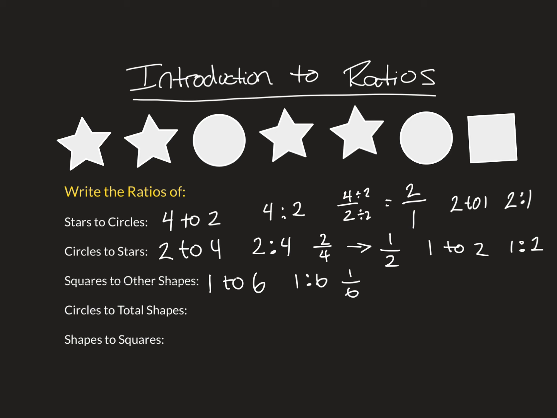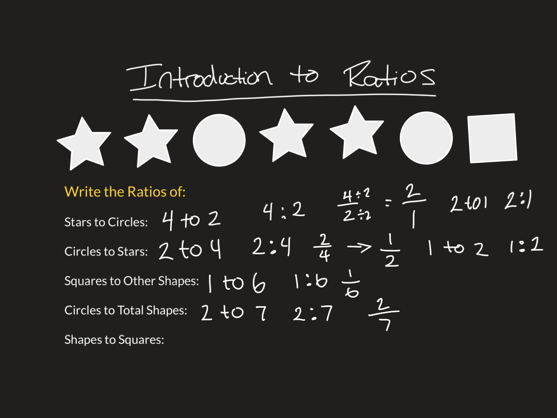The next one asks us for circles to total shapes. So I'm going to start with the circles. That's 2 circles. And then the total shapes: is a circle a shape? Yes. So we need to include the circles when we're counting the shapes. We're going to count 1, 2, 3, 4, 5, 6, 7 total shapes. So 2 to 7 is our circles to total shapes. 2 to 7, 2 over 7, written like that.